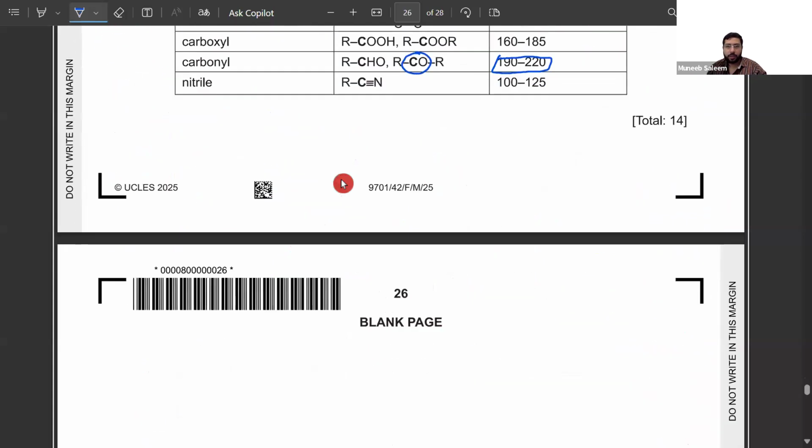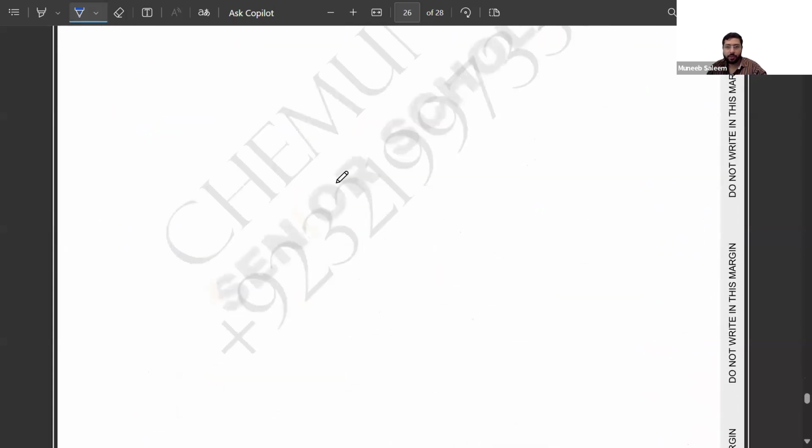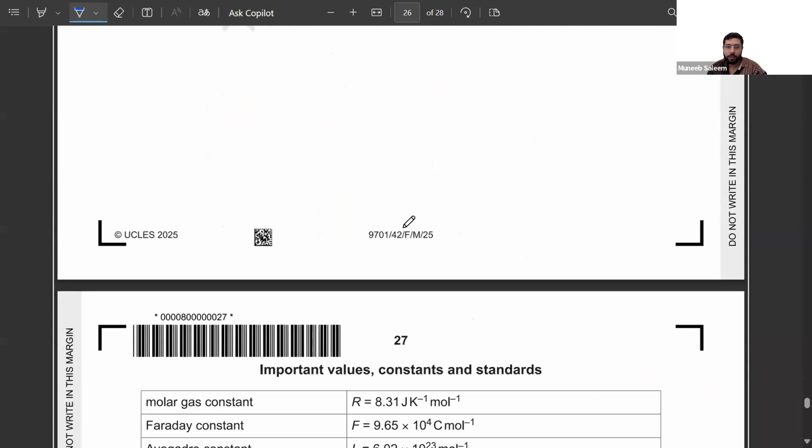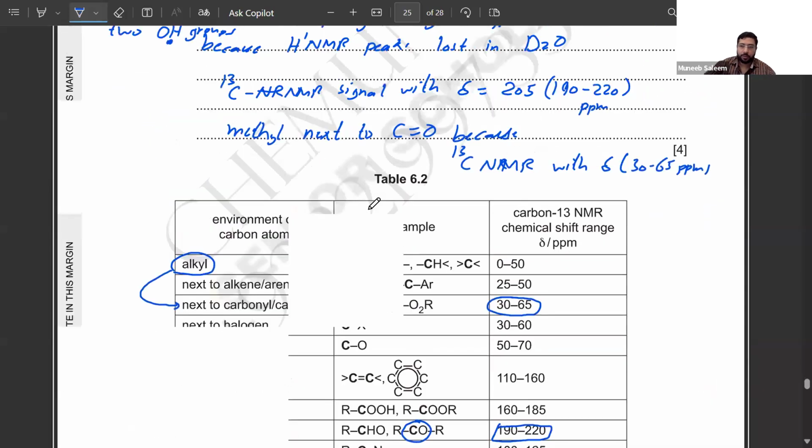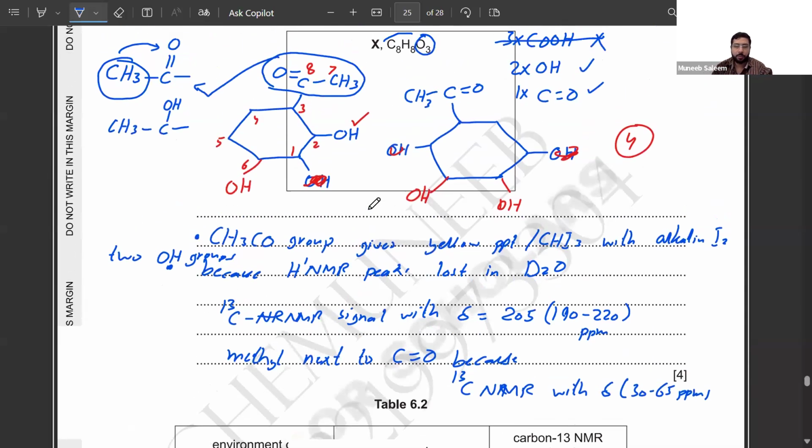So that's how we have completed this paper of 5 March 2025, paper 42. I hope I have cleared all the queries about this paper. If you have any further question, you can let me know.